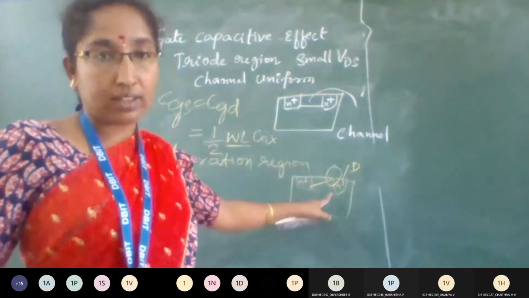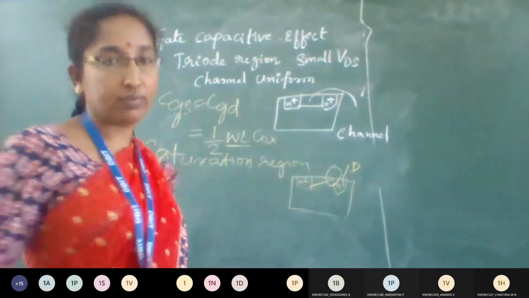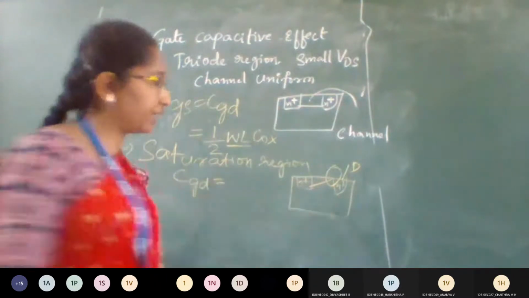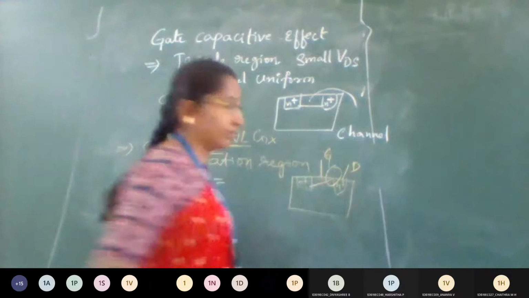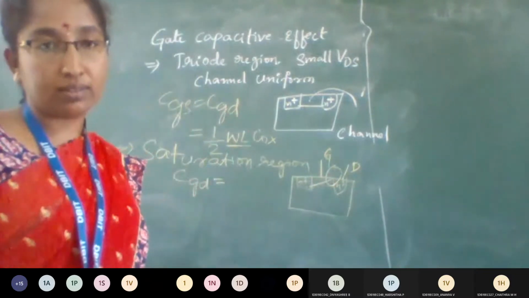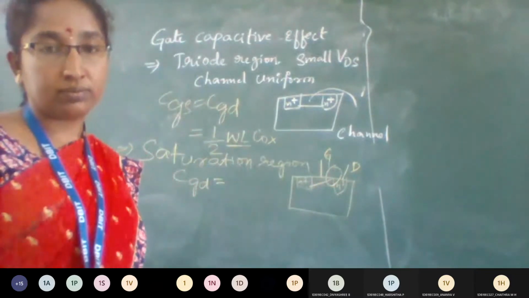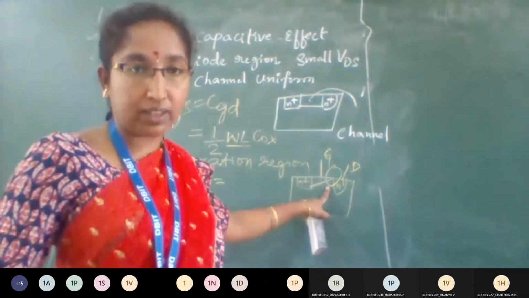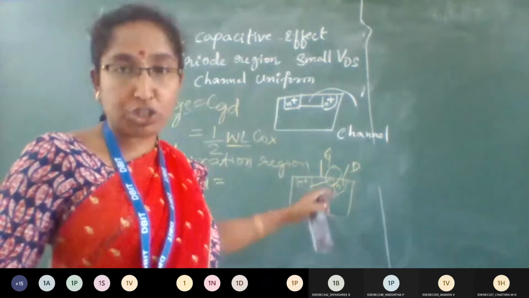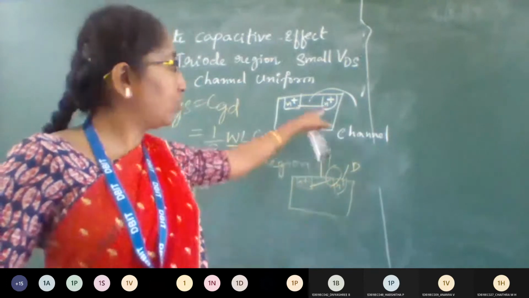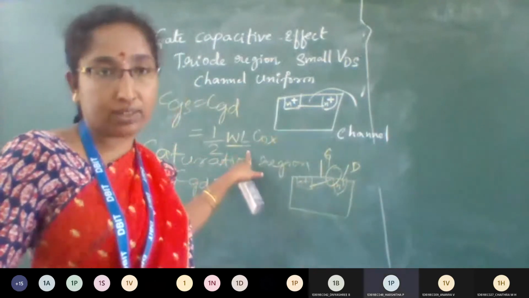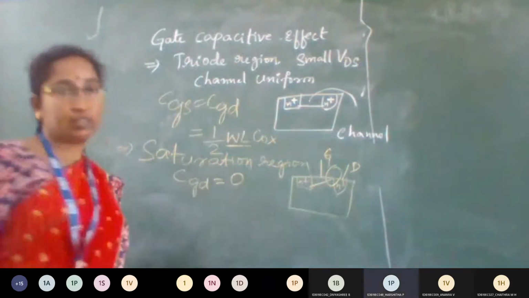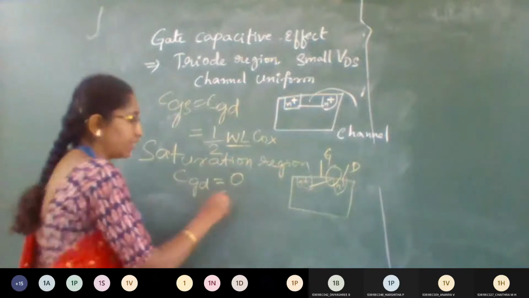So there is no channel here. So what will be the CGD value? What capacitance will form between the gate and the drain? Only if there is a channel will a capacitance form. Here there is no channel, it is pinched off. In the triode region the channel was uniform, that's why we found the capacitance. So here CGD will be 0.